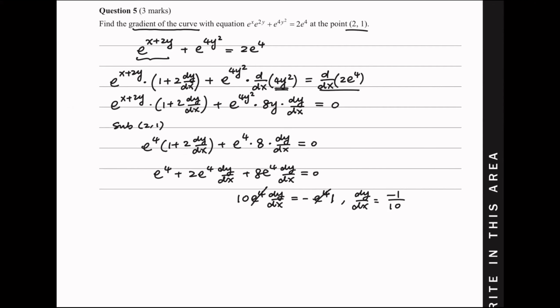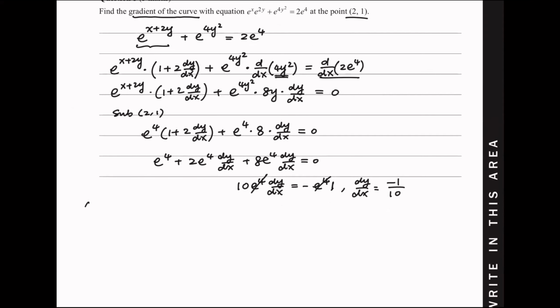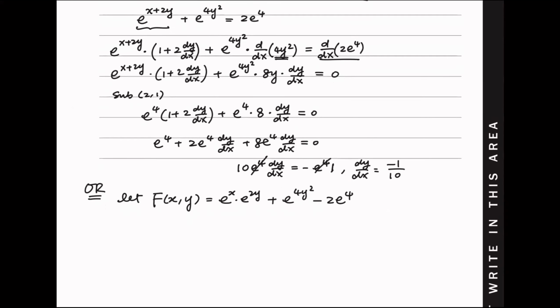So that is like the standard technique. Or you can just use product rule to differentiate e^x times e to the power 2y. Another method: I'll let a multivariable function f(x, y) equal e to the power x times e to the power 2y plus e to the power 4y squared minus 2e to the power 4. This is called a particular contour curve at the z level equal to 0, because that's equated to 0 anyway.